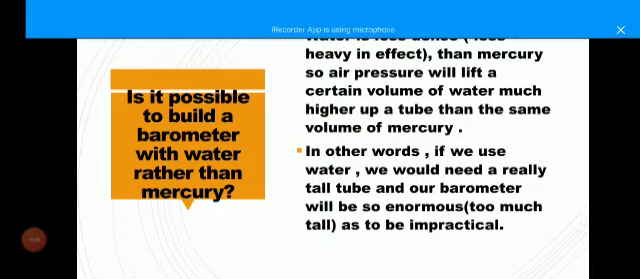Now, it is possible to build a barometer with water rather than mercury. The question is why we always take mercury. We are not taking water because water has a low density and mercury has a heavy density. Air pressure lifts a volume of water much higher up the tube than the same volume of mercury. In other words, if we use water, we will need a really tall tube. Our barometer will be enormous, too tall, and impractical.